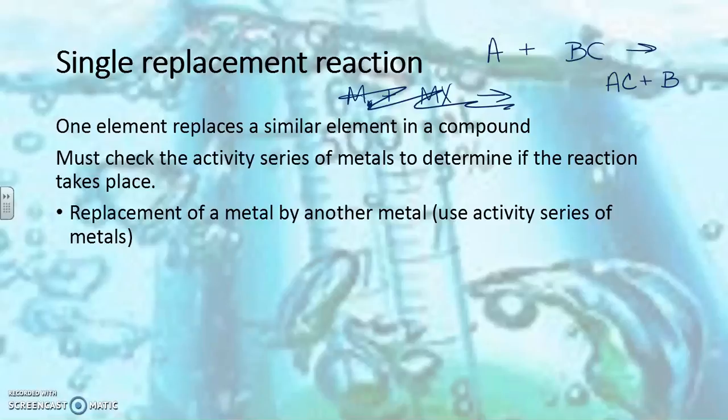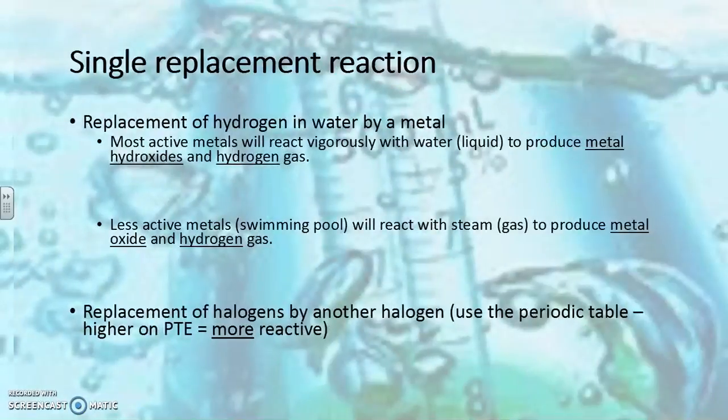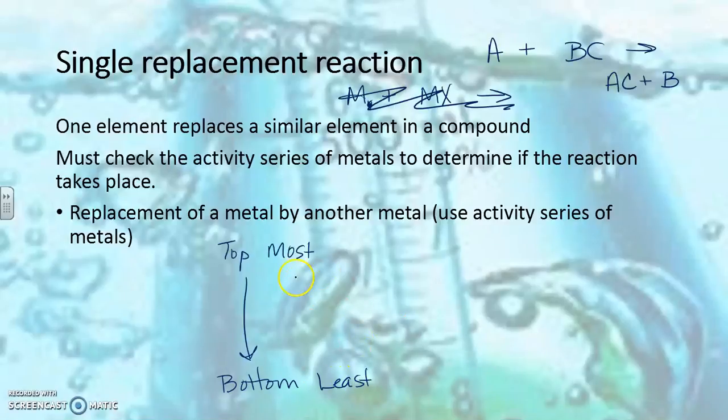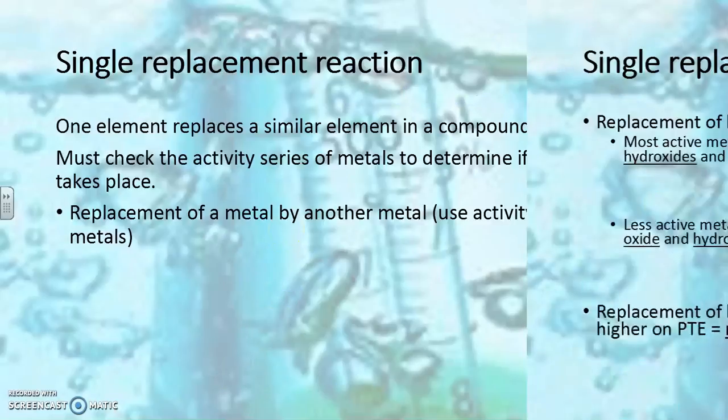I think I have it in here. Not yet. Okay, so I'll have it show up later. Replacement of a metal by another metal, use the activity series. Usually the ones at the top are the most reactive, and as you go down to the bottom, they are the least reactive. So if it is two elements, one of them is here and the other one is here, the one on the top is going to be the most reactive. There are examples in this, so I'll show you when we get to one.